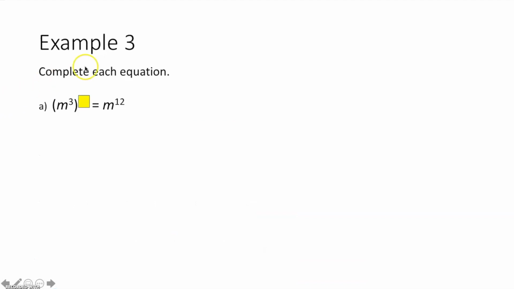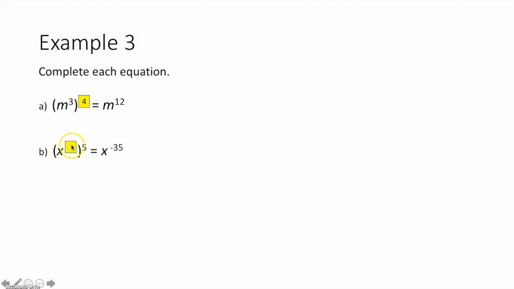Okay, example 3 says complete each equation. So we have m to the 3rd raised to some power is equal to m to the 12th. Well, we learned that anytime you have a power to a power, you multiply those two things together and you end up getting this right here, which is 12. So 3 times what equals 12? Well, that's going to be 4, right? Because 3 times 4 would give you 12. So that's your answer. You could also just take 3, divide it into 12, and you get your 4.